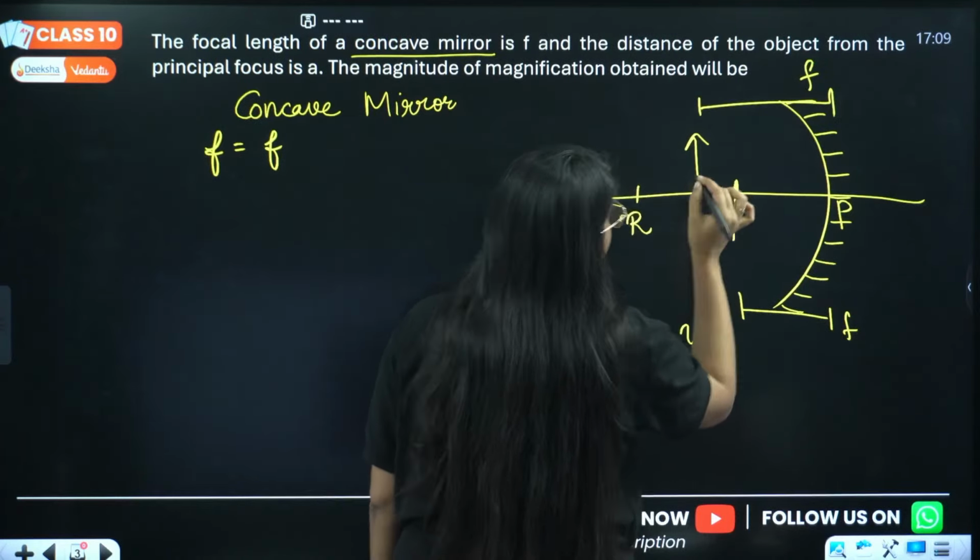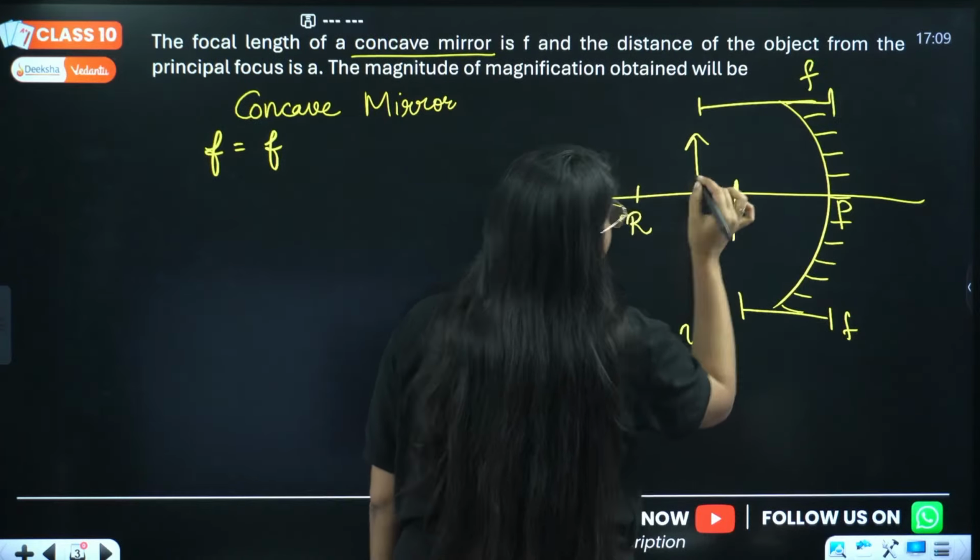Let's start our solution. Since it is a concave mirror, we will use the mirror formula. Now the mirror formula says 1 by f equals 1 by v plus 1 by u. We need to find magnification. Now to find magnification, I need u, but I also need v, right? I also need v.